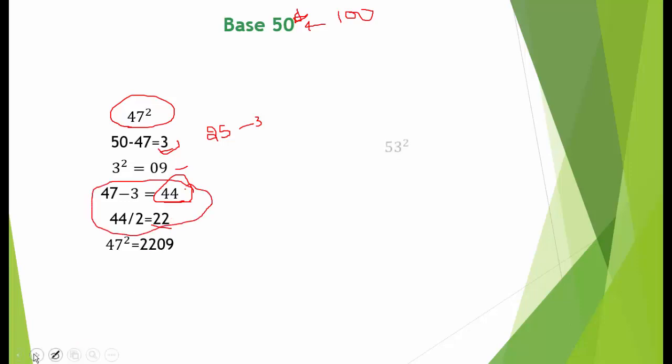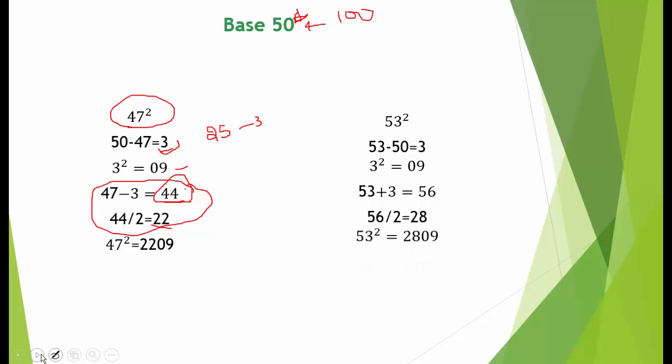Now base 50, square of 53. This is 3 more than 50. Square of 3 will be 09 and 25 plus 3 will be 28 and the answer will be 2809. You can do this orally in your mind without copy and pen. You can find the square from 1 to 125 now easily.